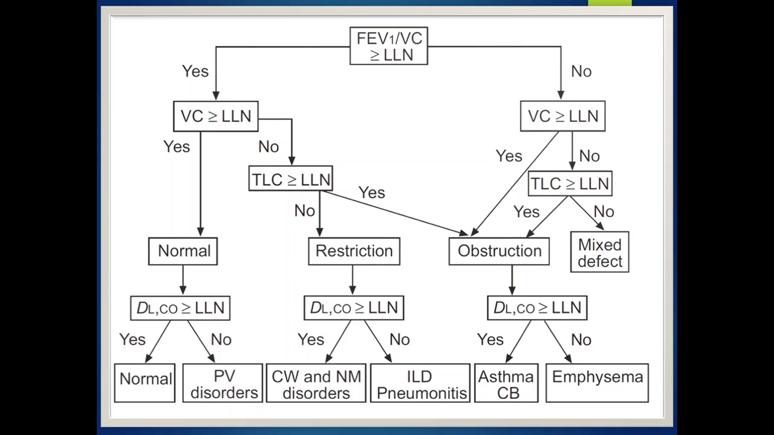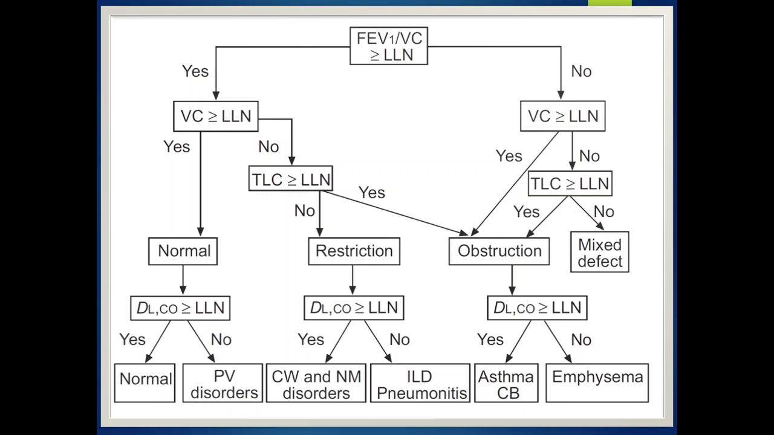Now, if the ratio is below the lower limit of normal, then you would think about obstructive lung disease. First of all, we look at the vital capacity. If the vital capacity is normal, this is just a simple obstructive lung disease. You do a DLCO. If the DLCO is low, it's emphysema. If the DLCO is normal, you would think about asthma.